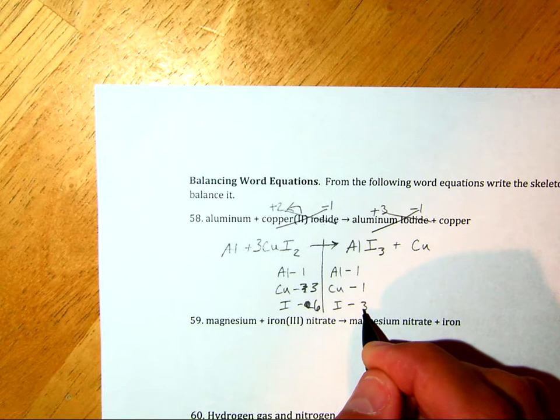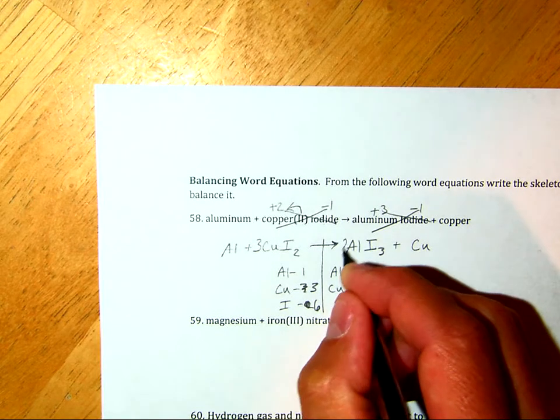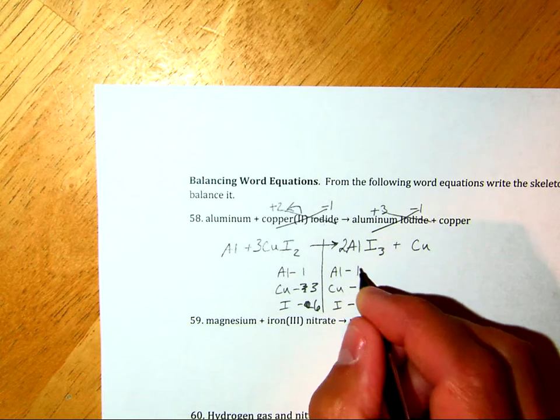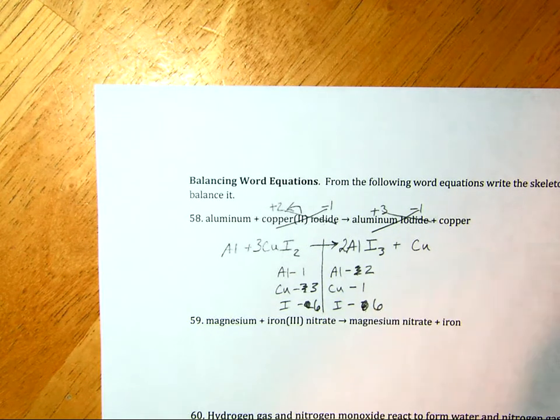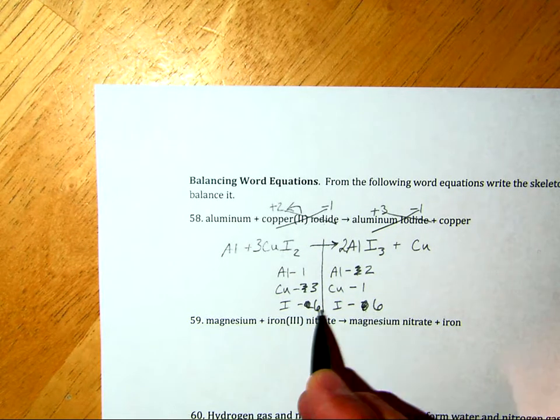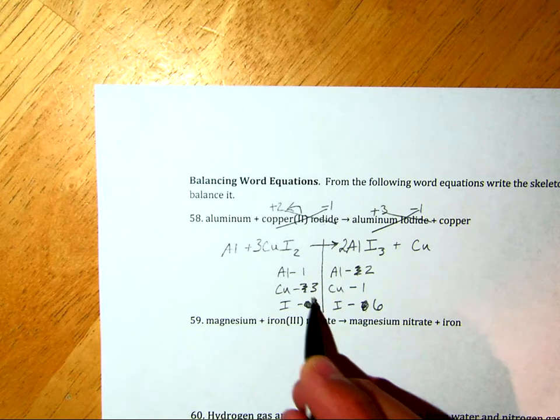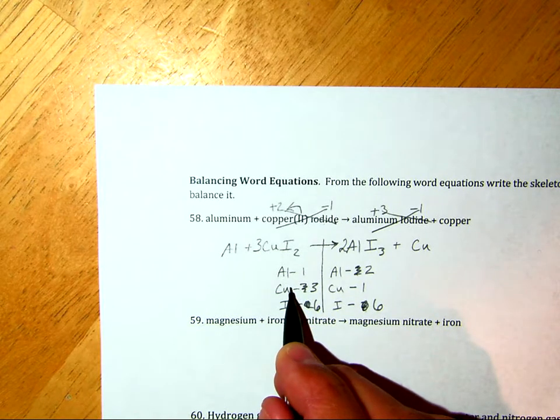Now let's try to get to 6 iodines on the right side. So far we have 3, so we better put a 2 right here. That gives me 2 aluminums and 6 iodines. And so you'll notice my iodines are now balanced, but my aluminums and my coppers are not.